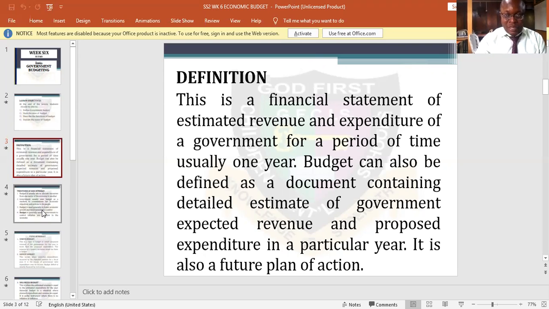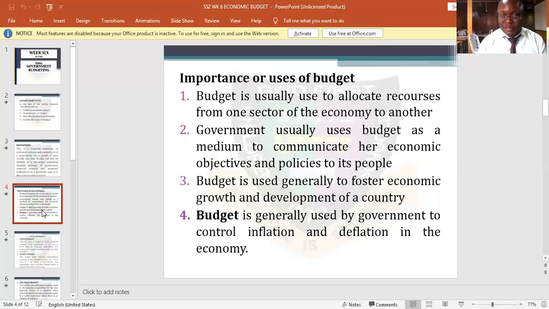Then let us look at the uses, or importance, of budget, what the government is using the budget to do in the country. The first one is that budget is used to allocate resources from one sector of the economy to another. Government makes sure that they distribute income to different sectors of the economy or to different states of the country.